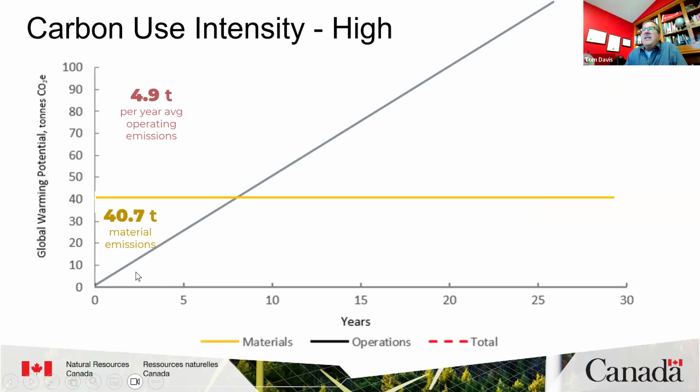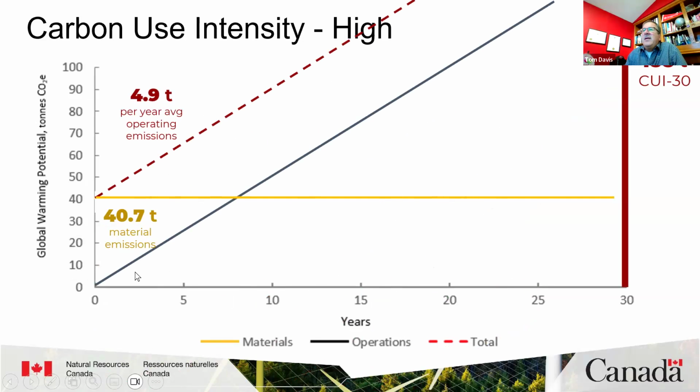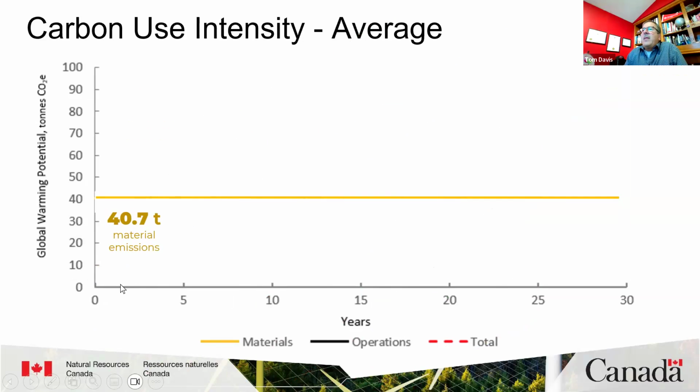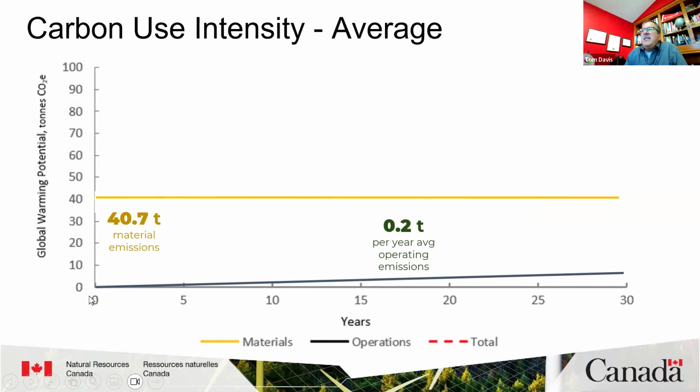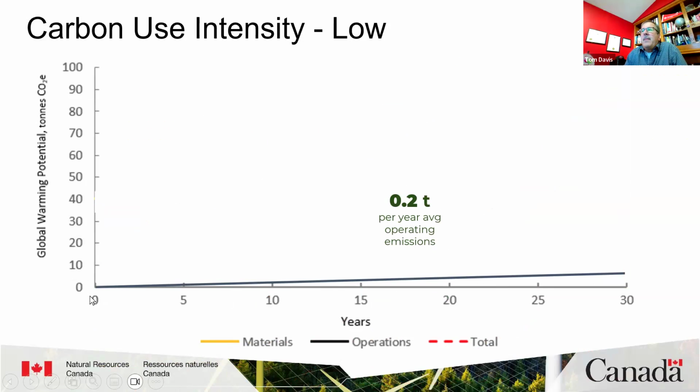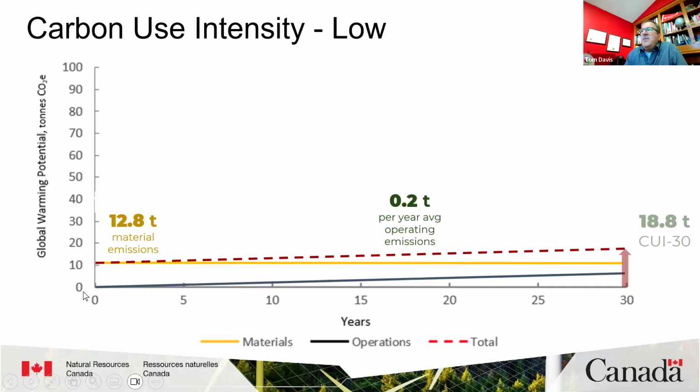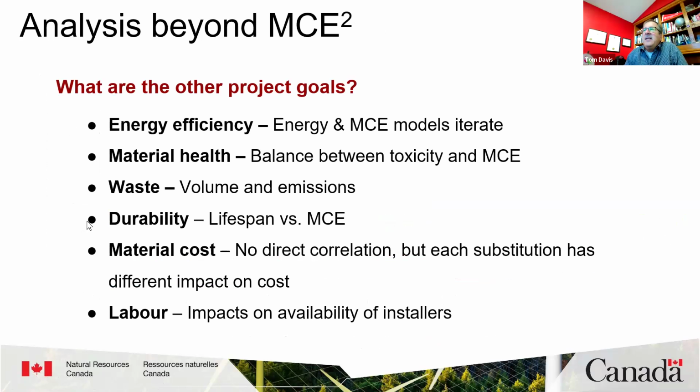So high carbon intensity plus 4 tons per year gives us a total of 188 tons. At 40 tons of material, at 0.2 of a ton operation per year gives us a total of 46. If we start with low embodied carbon materials and add our 2 tons per year, it gives us a total of 18. What was that first one? 108 or something. So we're about 10% of what the other ones are.